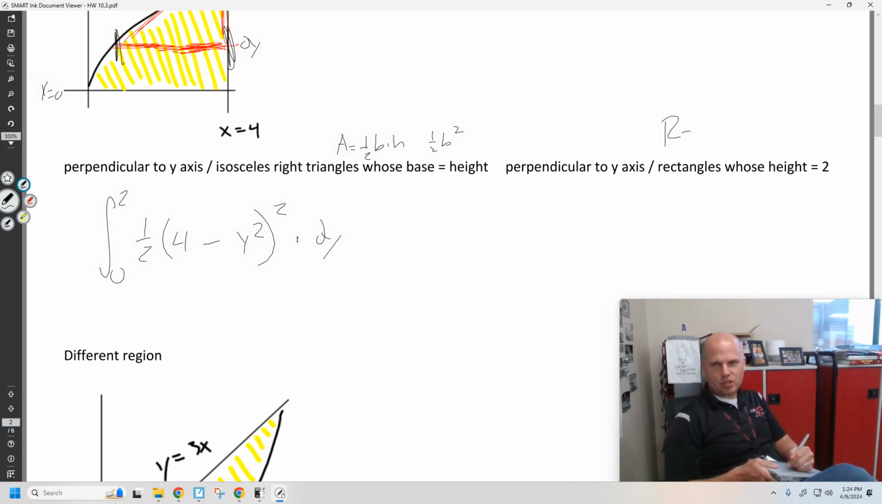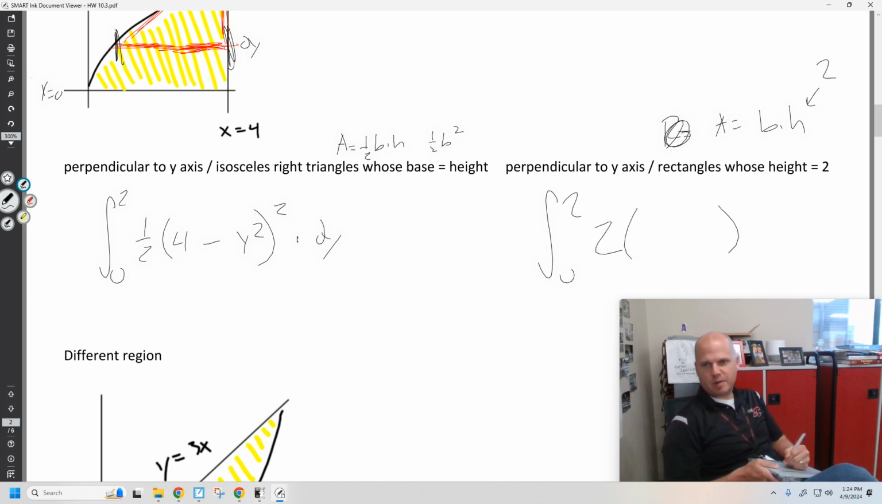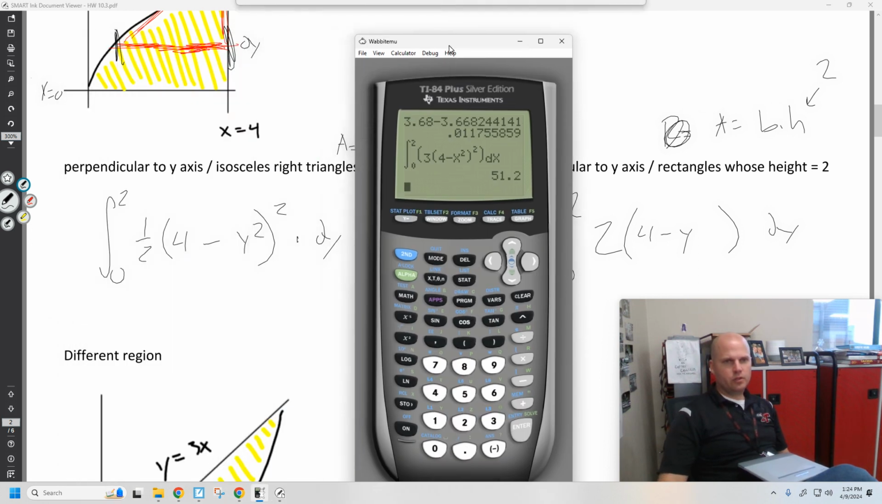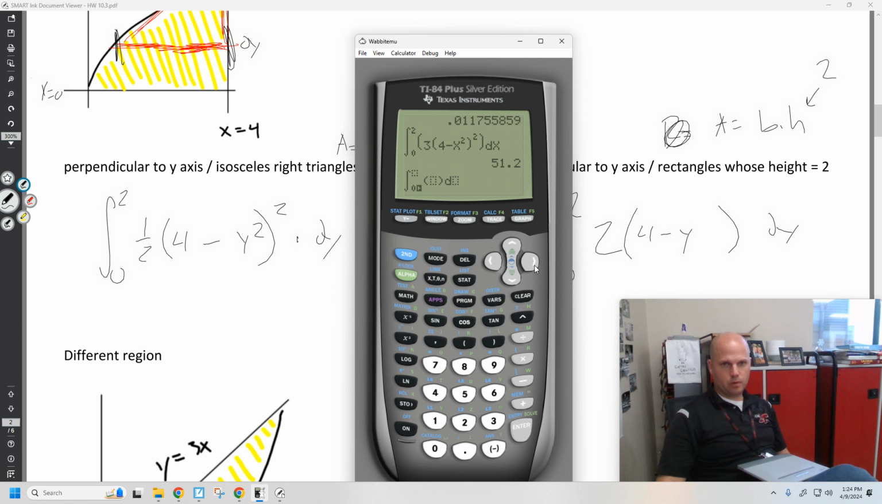Rectangle whose height is 2. The area of a rectangle is base times height. Well, if the height's 2, then I'm going to sum up 2 times my base lengths. You type this into your calculator. Many of you need to practice typing into your calculator. So let's type this into our calculator. Many of you won't. You're just copying this down. Some of you are.